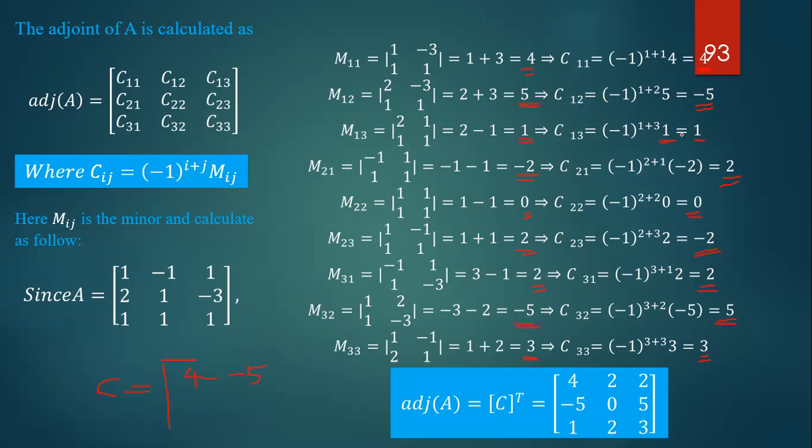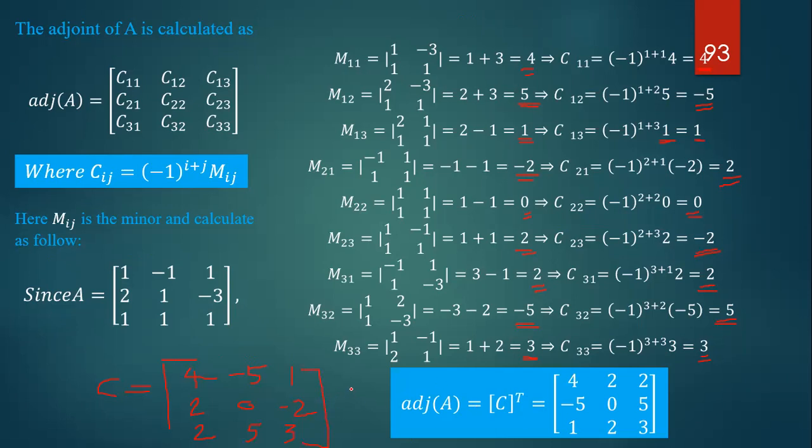Okay, C13 is 1. Again, C21 is 2. Okay, this is 0. This is minus 2. This is 2, 5, and 3. This is the C matrix. But the transpose of this matrix gives this.